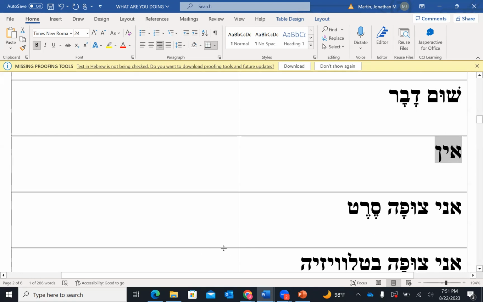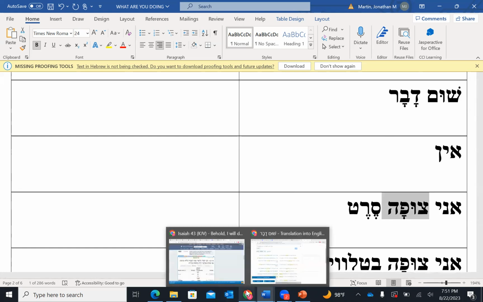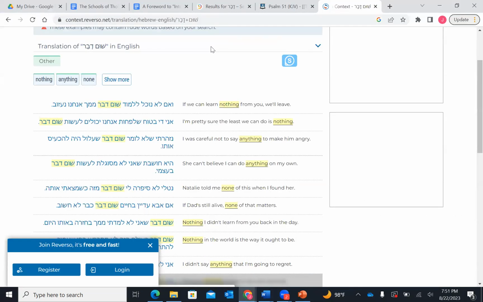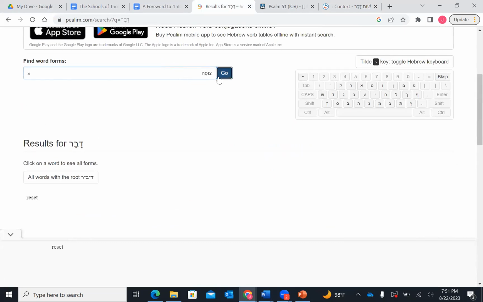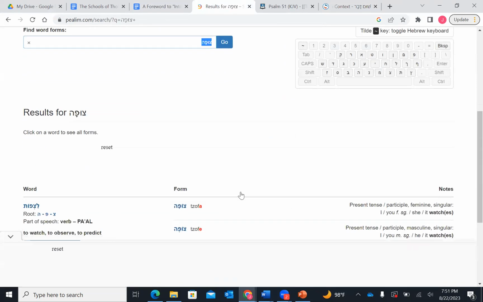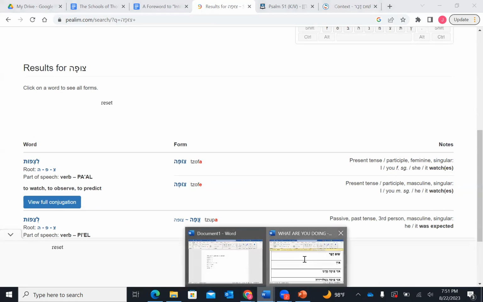So far. So far. I need so far. Guess what it is? What is it? Let's see what this first word is. I am watching. Zofa. Now what do you think it is?